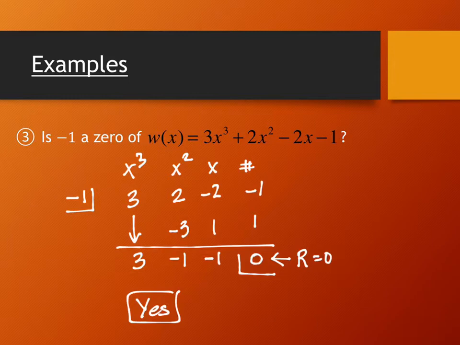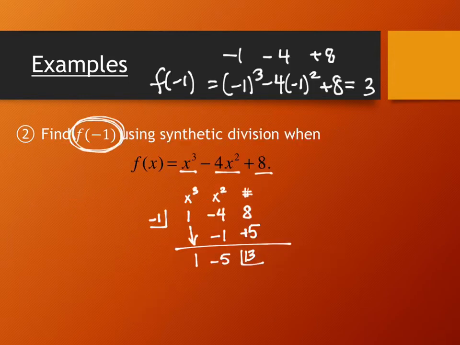So for the one we did before this, I guess the final answer would just be the remainder? Yeah, this one just said find f of -1. So f of -1 here was just 3. This is all messed up because I was showing you something else. But yeah, we got f of -1 equals 3 using synthetic division.